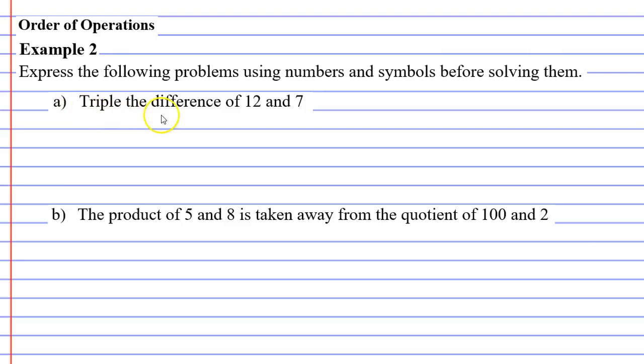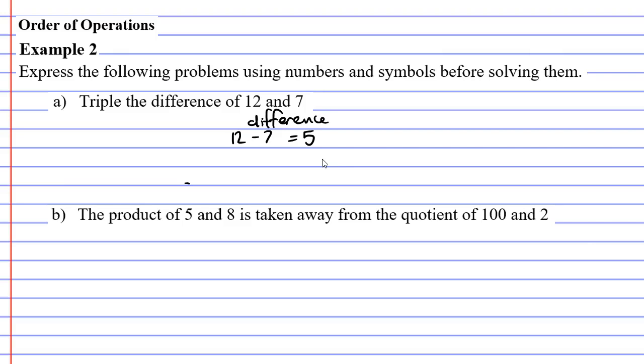Question A, triple the difference of 12 and 7. So if someone asked me to find the difference of 12 and 7, I could quite easily work that out in my head. It's 5. There's a difference of 5 between these numbers. And what I need to do is go, all right, well, what did I do to find the 5? Well, to get the 5, I subtracted it. I went 12 minus 7 is 5. So that's how I found the difference.